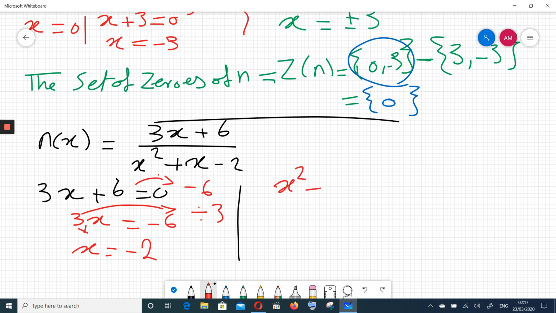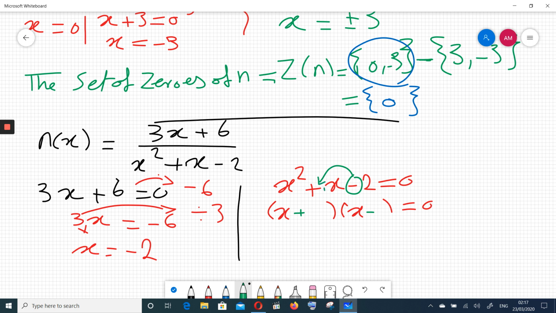x power 2 plus x minus 2 equals 0. We can solve it by factorization. x power 2, x and x. The last sign here is negative, so one of them is positive, another one is negative. That's meaning 2 times 1 equals 2, and their difference equals 1 here. There is 1, but we didn't put it.